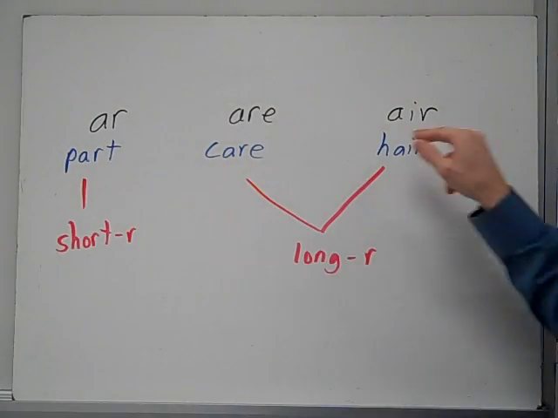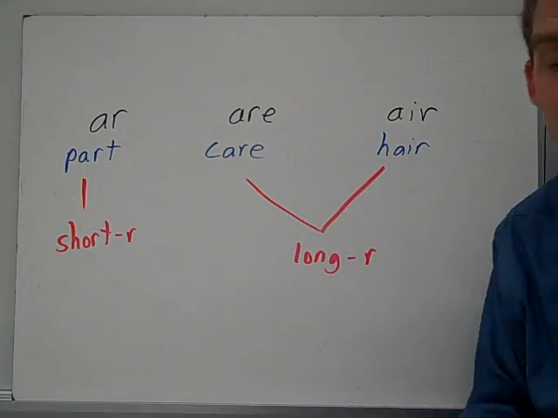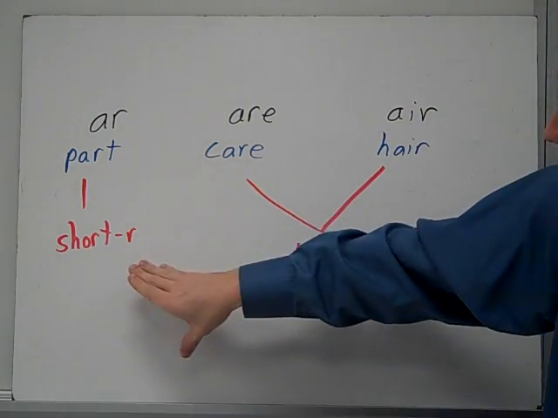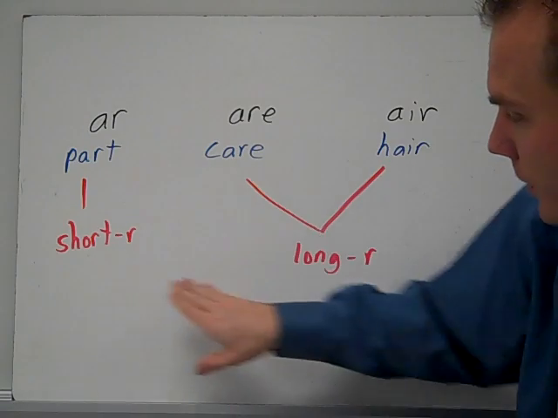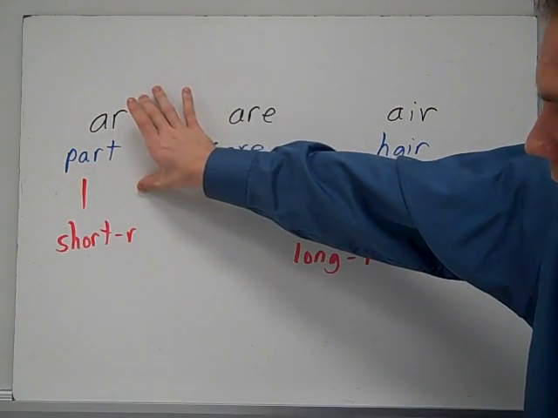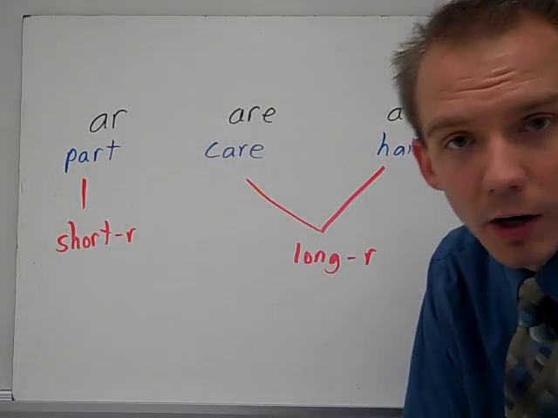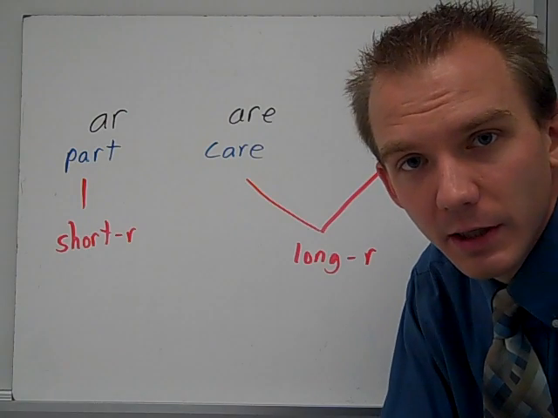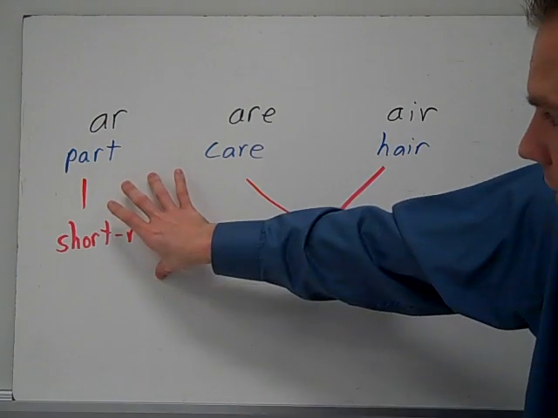AR, ARE, and AIR. We're going to explore R-controlled A's in this sort. Now, there's two versions. They call one short R and one long R. So the short R sound is made like in the word part. R. It's kind of like short R is kind of like a pirate. R. That's the short R sound.